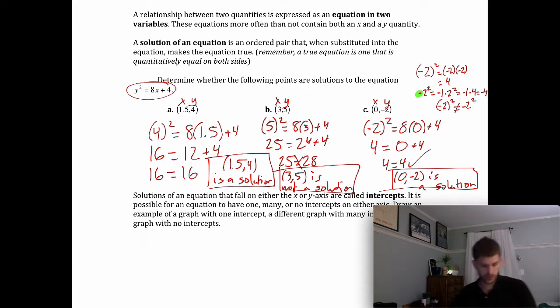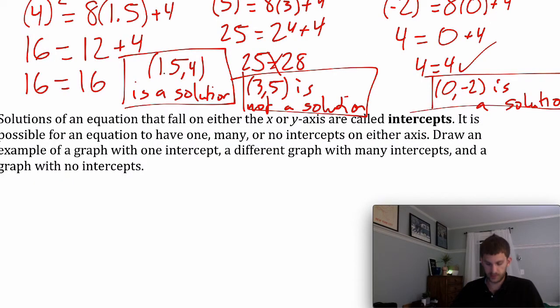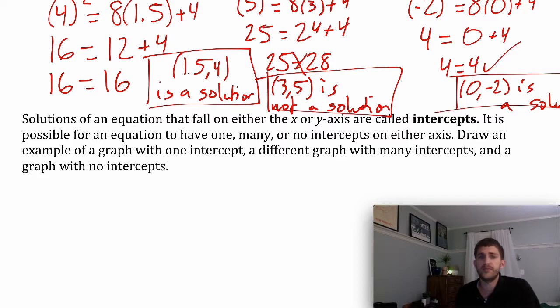Okay, so solutions of an equation that fall on either the x or y axis, those are called intercepts. Let me get this so it's a little more visible. It's possible for an equation to have one, many, or no intercepts. I'm going to draw an example of each.